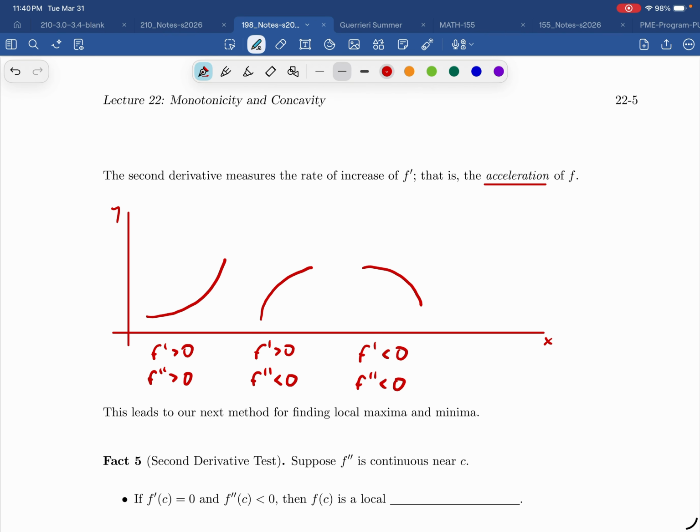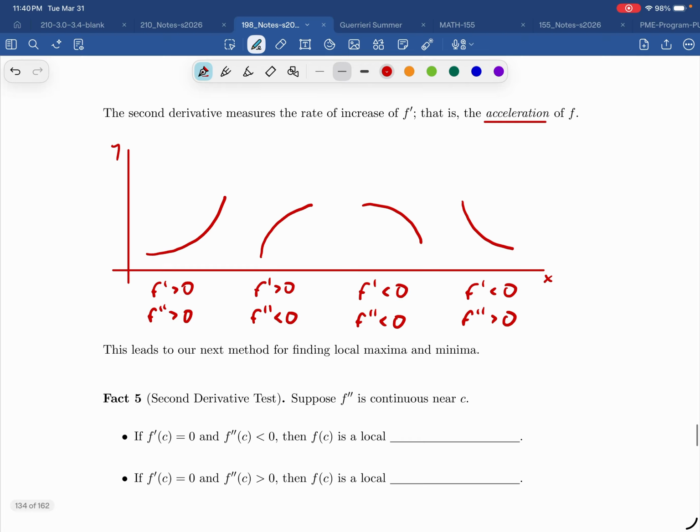As opposed to f prime is less than 0, but f double prime, the acceleration, is greater than 0. Well, that's a situation where we're still decreasing, but less so. So we have a curve like this. And we want to remember these curves, okay? I'll go over them a bit in class, but we want to remember these curves.